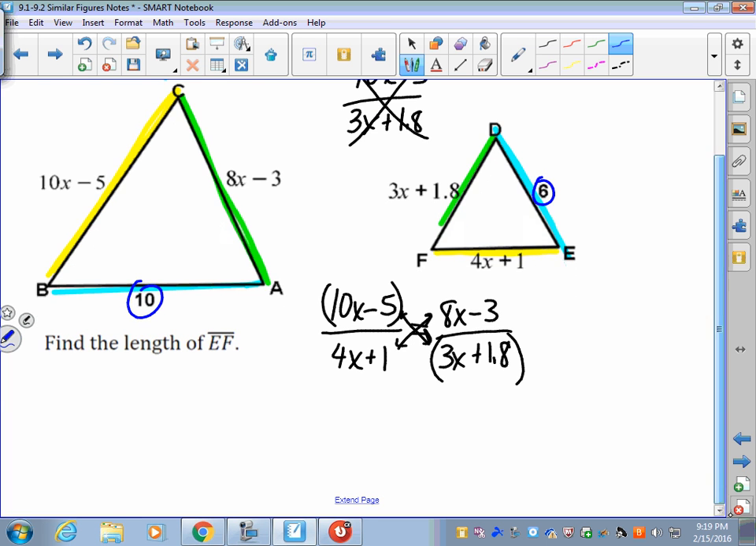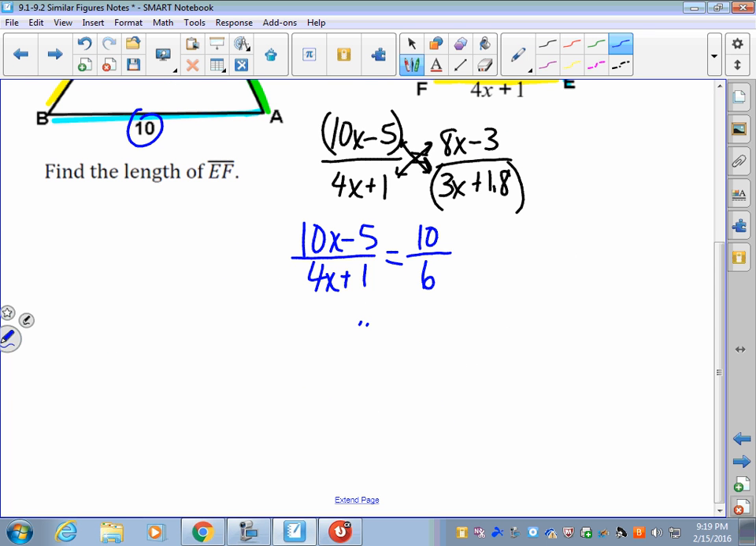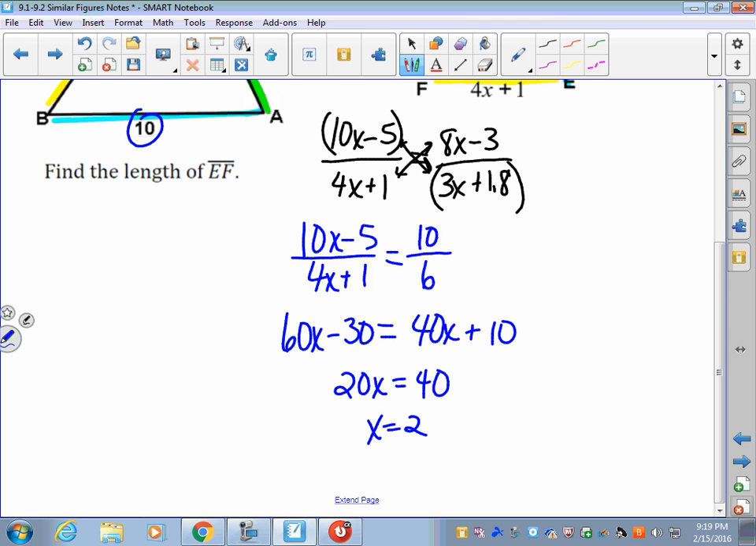And it will simplify the amount of work I have to do. So instead of doing 8x minus 3 over 3x plus 8, I can do my 10x minus 5 over 4x plus 1 is to 10 to 6. And then now I have a much simpler cross multiplication algebra problem to do. So when we cross multiply, let me extend my page here. When we cross multiply, basically we get 60x minus 30 equals 40x plus 10. And we're going to solve for x, so subtract, it gives me 20x equals 40, x equals 2.